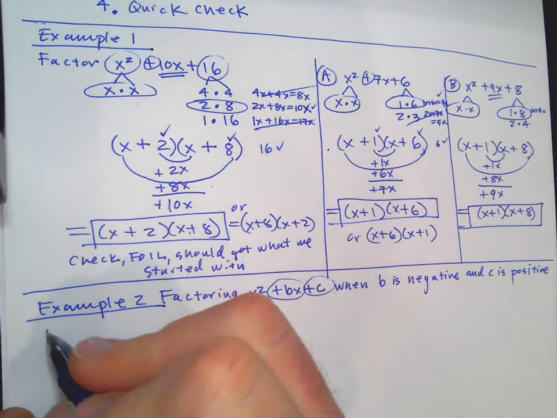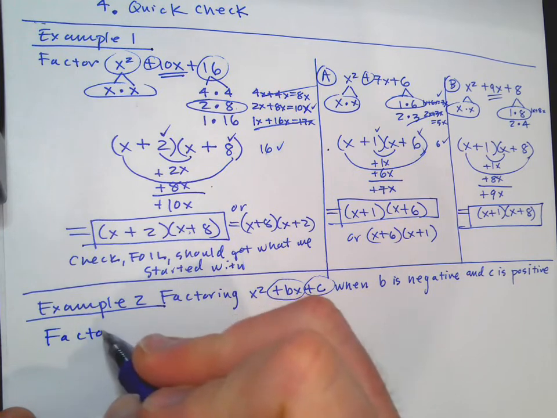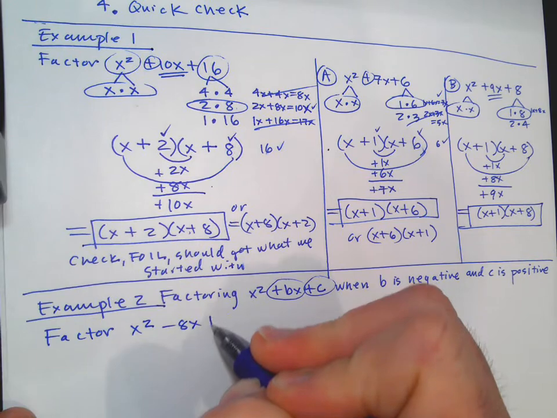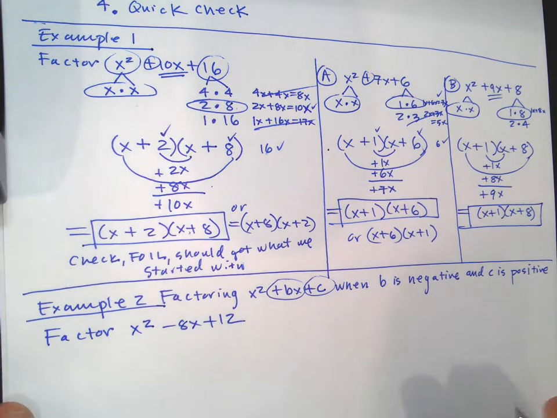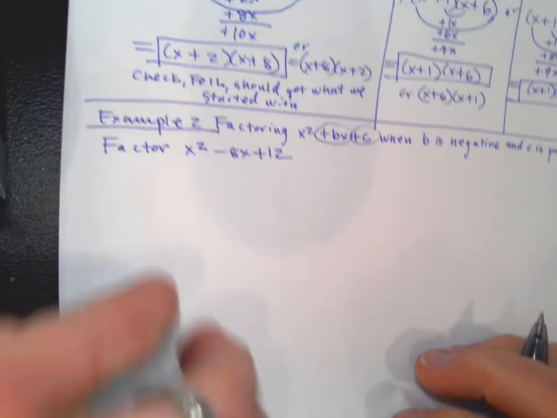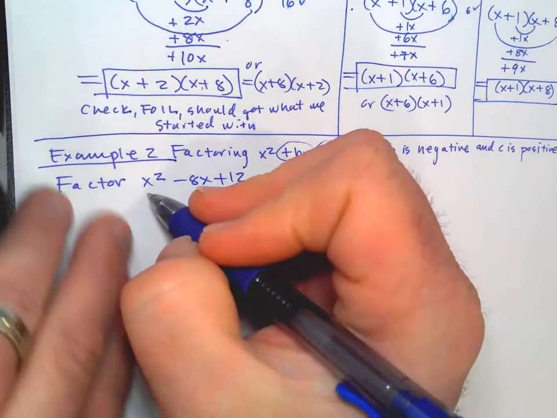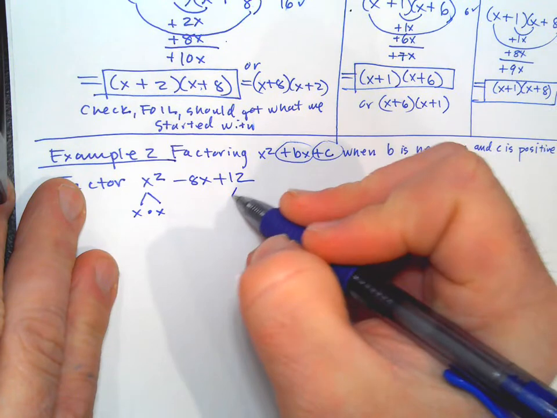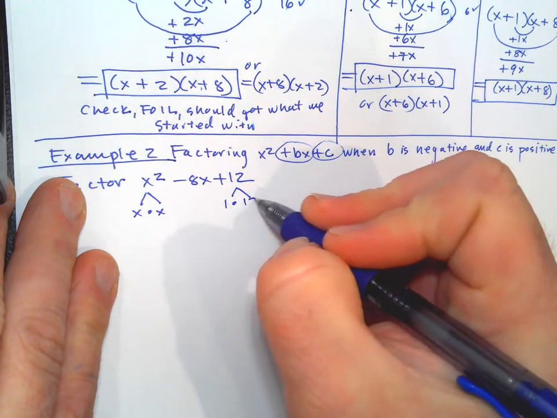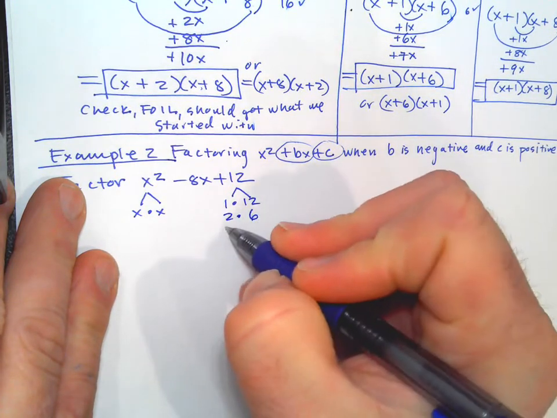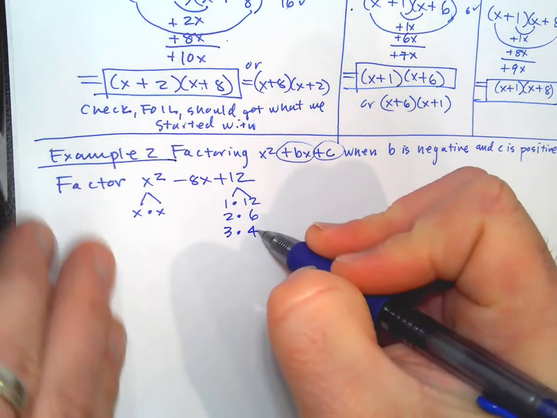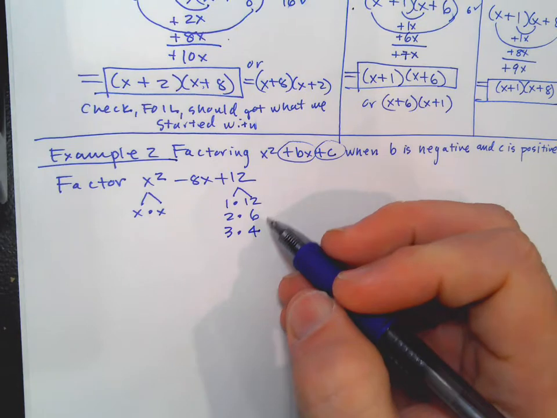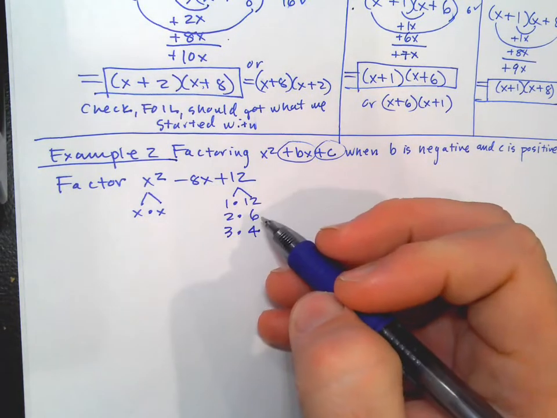So let's look at some examples. We're going to take the same approach. x squared minus 8x plus 12. So let's try this one. Now we're taking the same approach. I'm going to find all the pairs of factors of the first term, x times x. That's it. And then 12 would be 1 times 12, or 2 times 6, or 3 times 4. Now, we want the pair that's going to add up and give us an 8 in the middle.